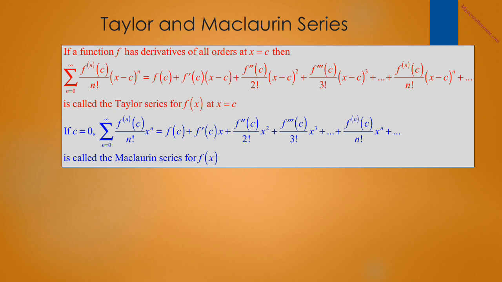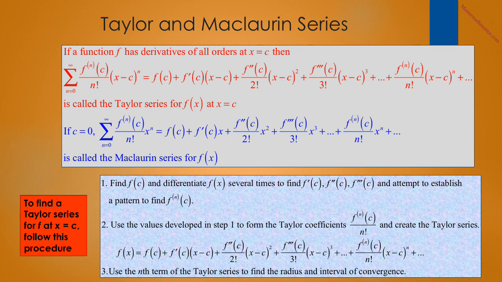Now, if c is equal to 0, then our series, summation n equals 0 to infinity of the nth derivative at 0 over n factorial times x to the n, can be expanded into f of 0 plus f prime of 0 times x plus f double prime of 0 over 2 factorial times x squared plus f triple prime of 0 over 3 factorial times x cubed plus dot dot dot plus the nth derivative of f at 0 over n factorial times x to the n plus dot dot dot, and is called the Maclaurin series for f of x. So to find a Taylor series for f at x is equal to c, we follow this procedure.